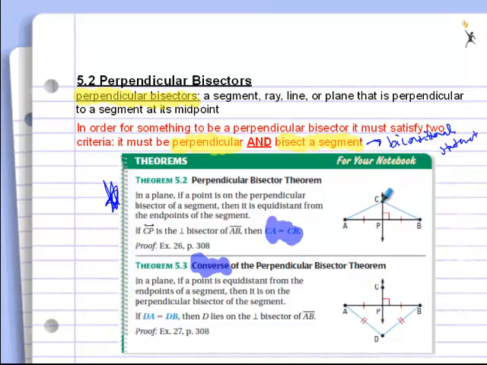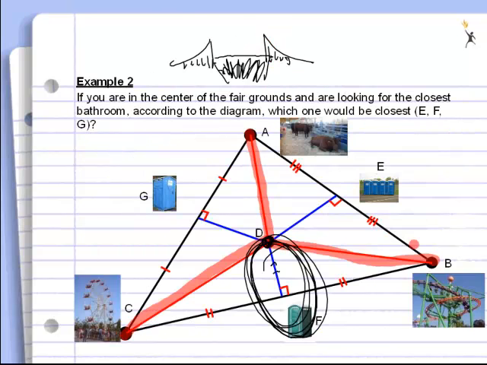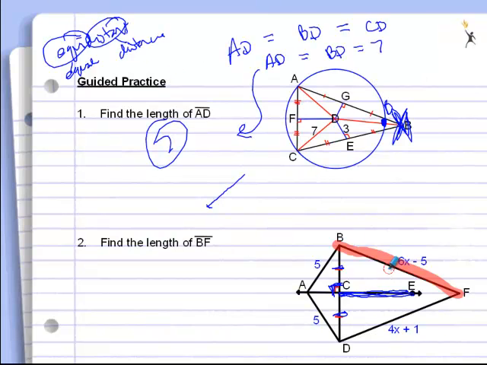If a point lies on a perpendicular bisector, then it is equidistant from the endpoints. In this drawing, C is on the perpendicular bisector, so it's equidistant from A and B. If we apply that to what we know, if F is on the perpendicular bisector, which is right here, then BF and DF should be the same length.